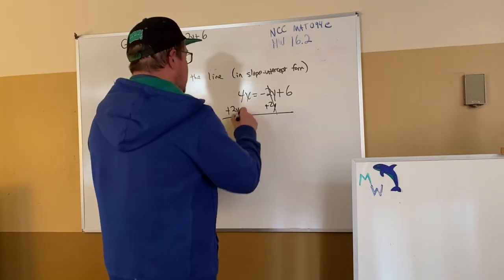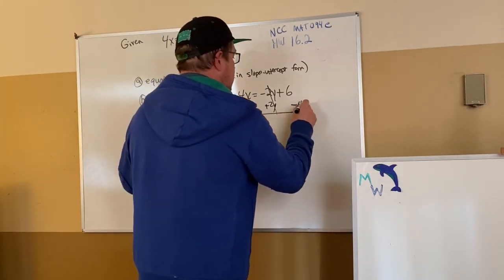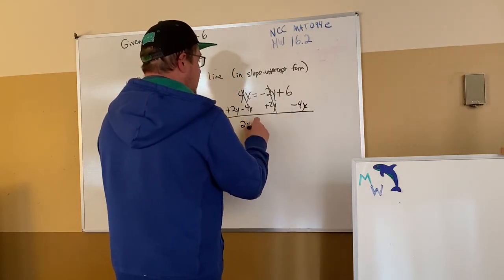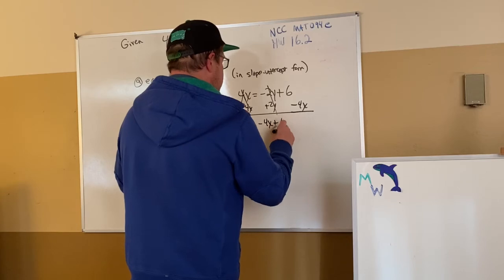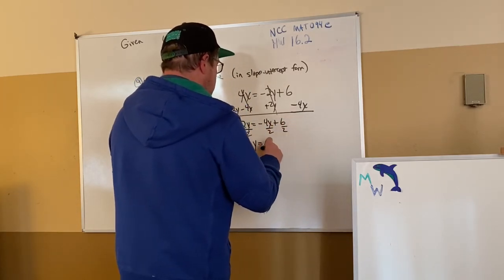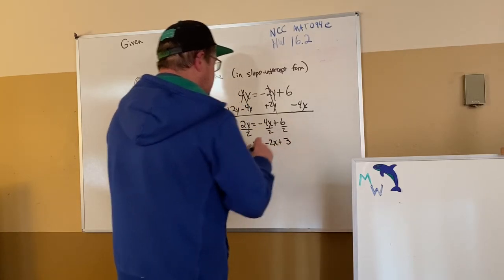That's gone. Y is over here. Y is positive. Let me subtract the 4x. It gets its own column because it's a new kind of term. This is gone, and now you have 2y equals negative 4x plus 6. I'll divide each term by 2, and I'll get the same thing other people were getting. Y equals negative 2x plus 3.